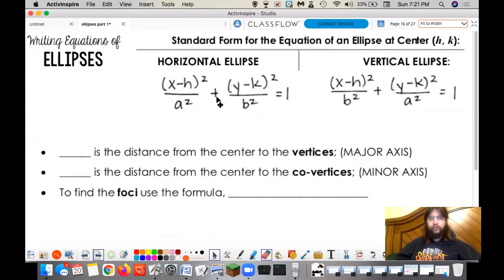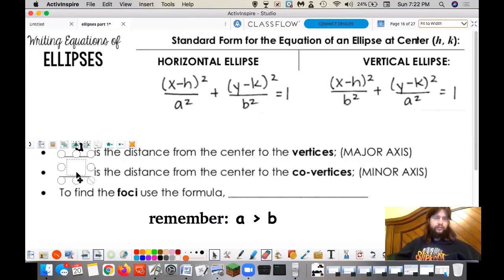So same formulas. You have your center just like it was with the circle. It's got to equal 1. A is underneath whichever variable your major axis goes along. B is underneath your minor axis. Remember, A is greater than B.